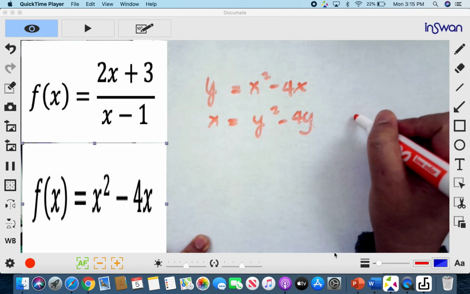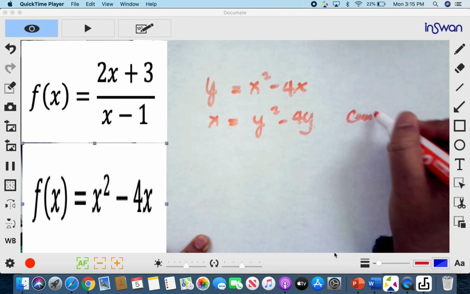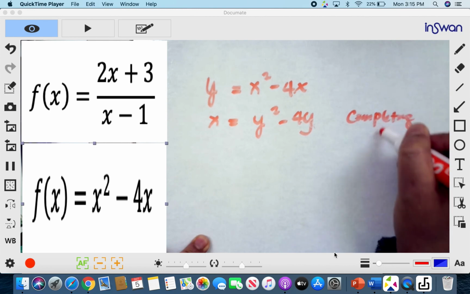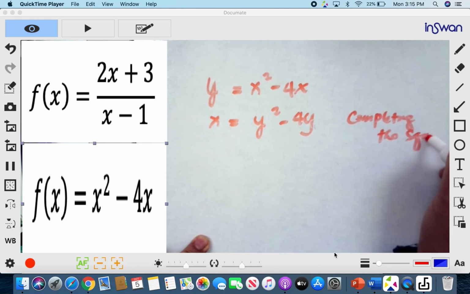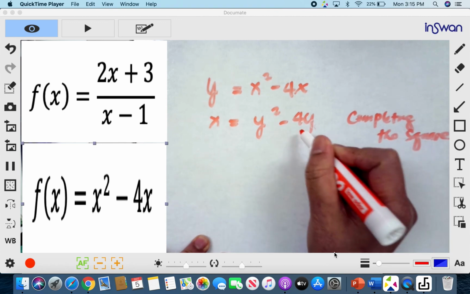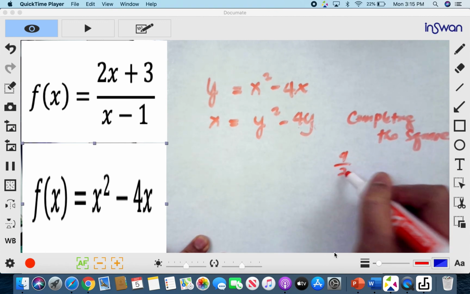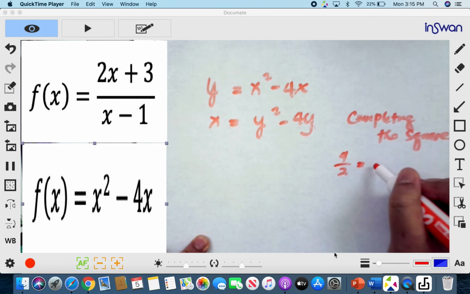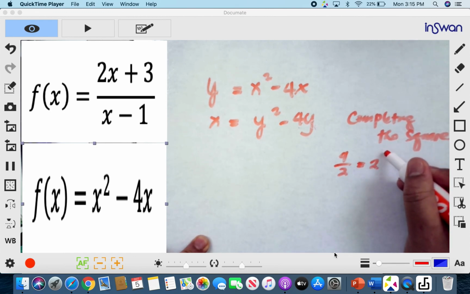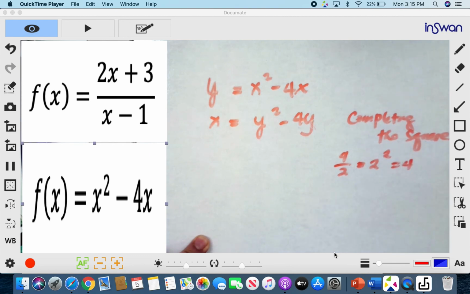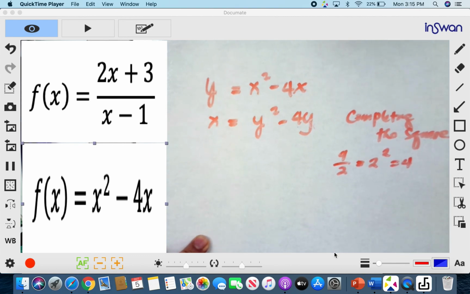With this situation, you can do the completing the square process. Okay, now how do we do that? So we will divide b by 2. Our b is 4, and divide by 2 regardless of the sign, and you will have 2. And then after that, you square it, and that's 4. So it makes it a perfect square trinomial.